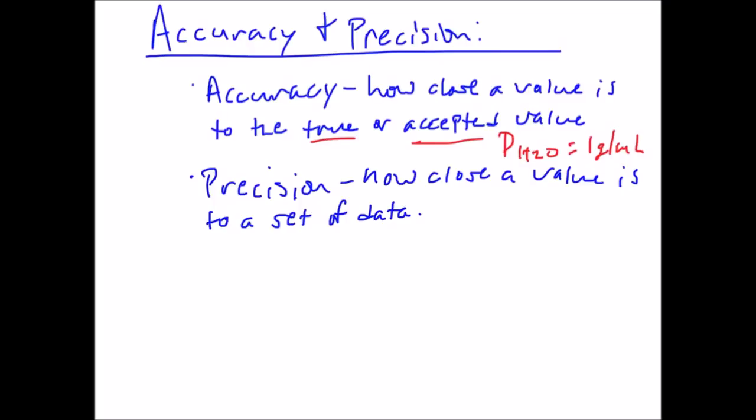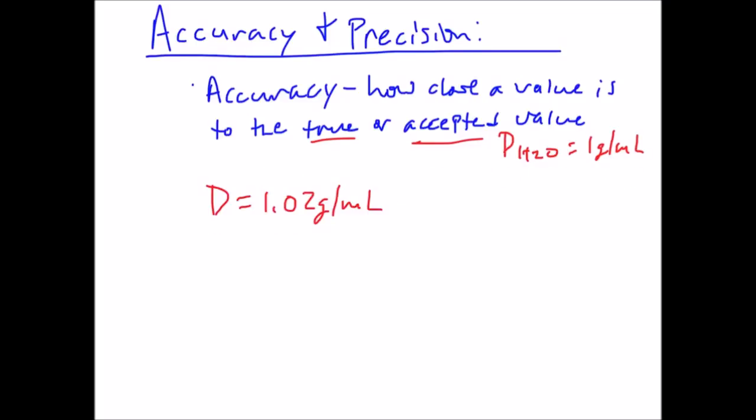So we have 3 significant digits in our accepted value. That way, when you're doing your experiment, if you come up with 1.02 grams per milliliter, for example, you were good on your measurement for the first and the second significant digit. It's just that the third one is where you lost accuracy.